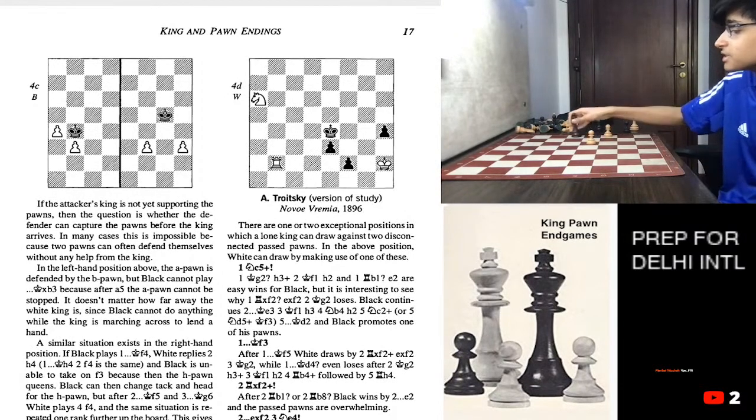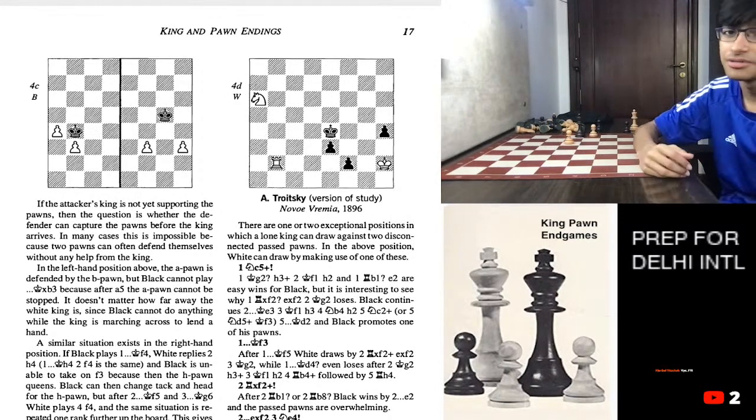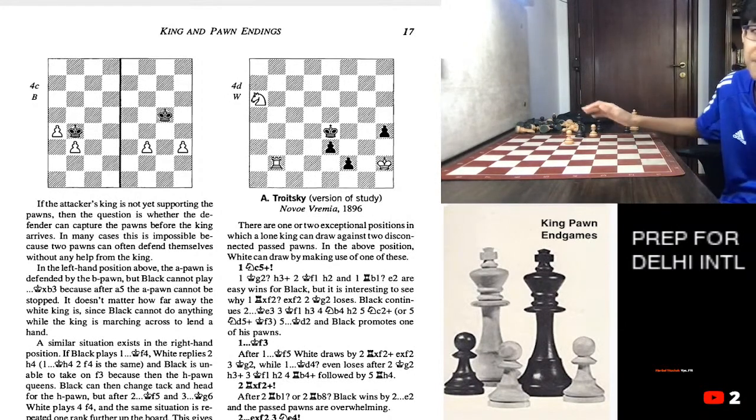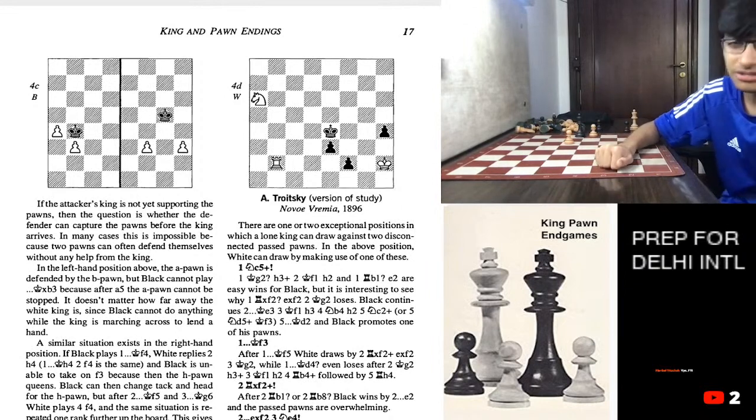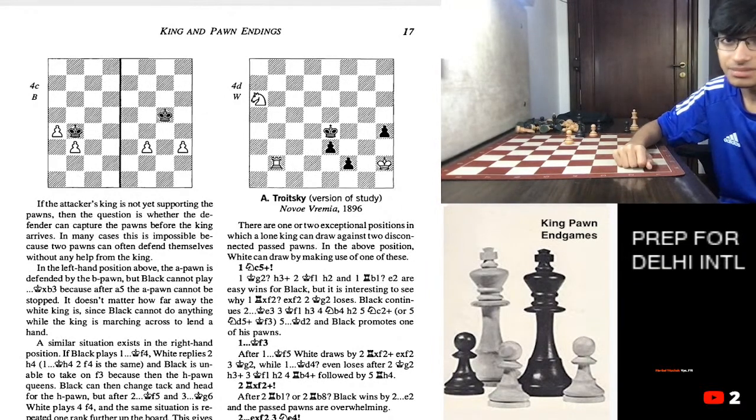because after king h5 and king g6, we again push this h pawn, and king f5 or h5 will result in f5, and we always make this sort of fortress through which black can never capture any of these pawns, and the white king arrives to the rescue. And that is how we win in such positions.